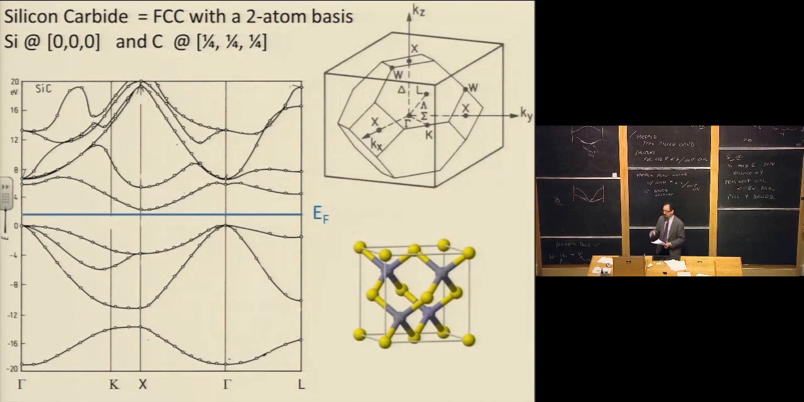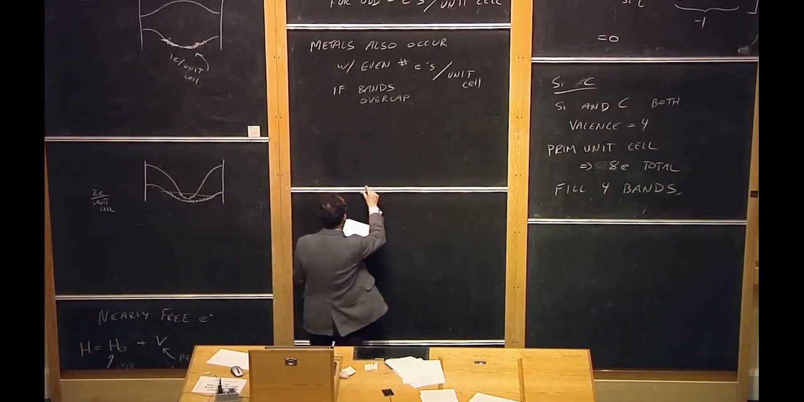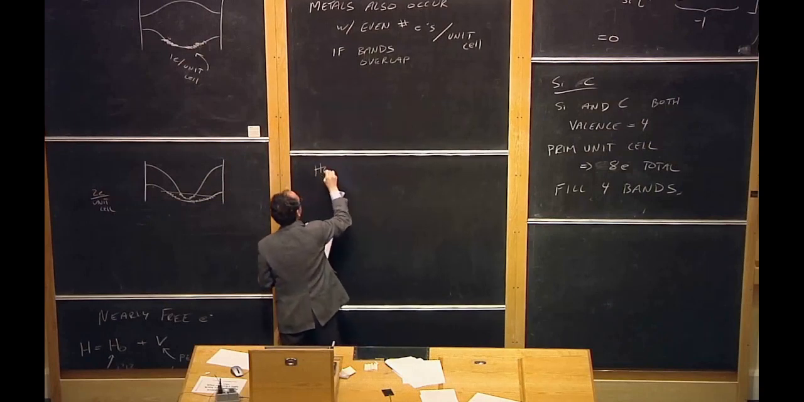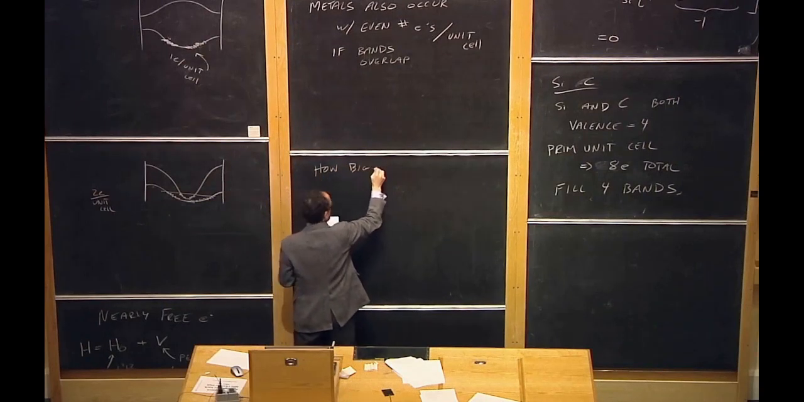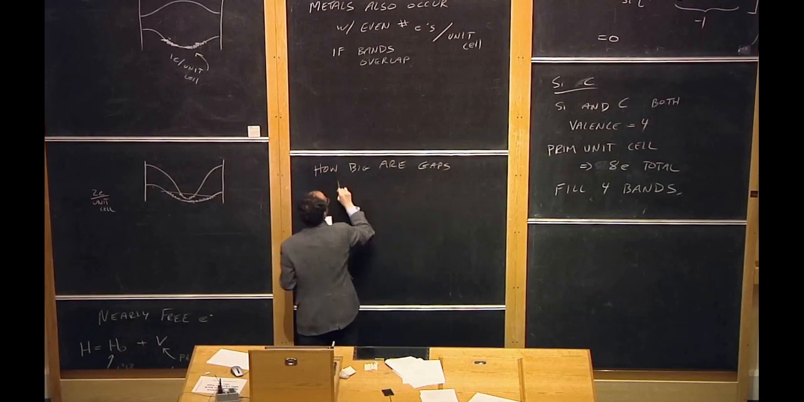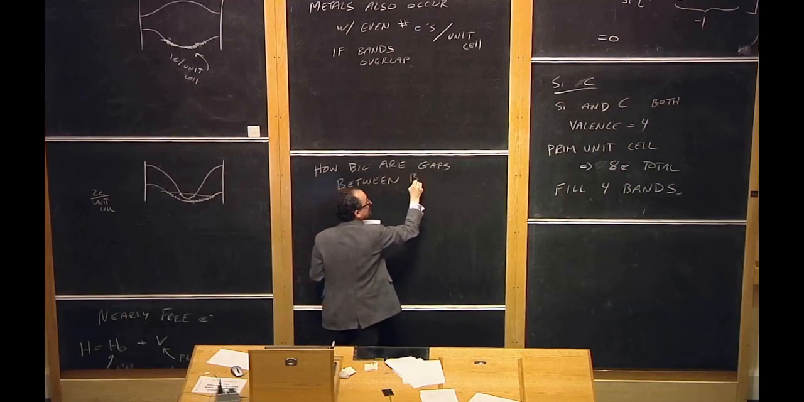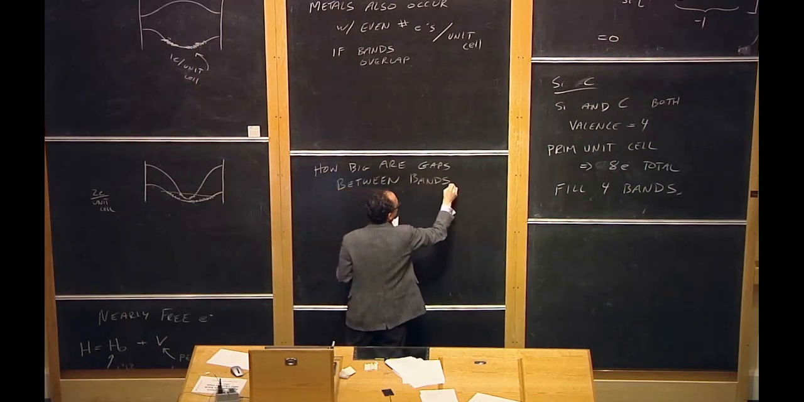So one thing that's really important to keep track of is, how big are the gaps between bands? If the gaps between the bands are really huge, then you're not going to have this situation ever occur. If the bands are sufficiently far apart, then they're not going to overlap. So how big are the gaps between bands? Question?